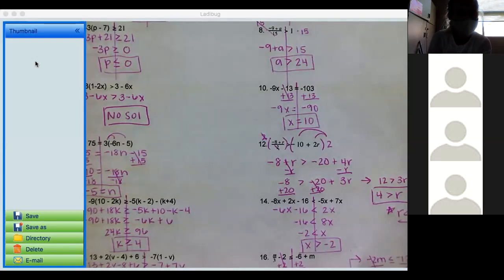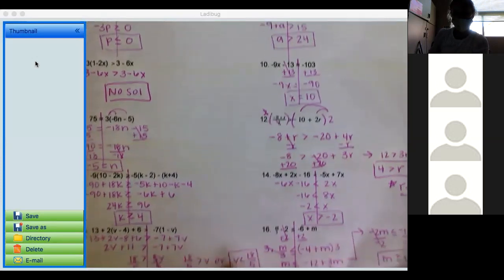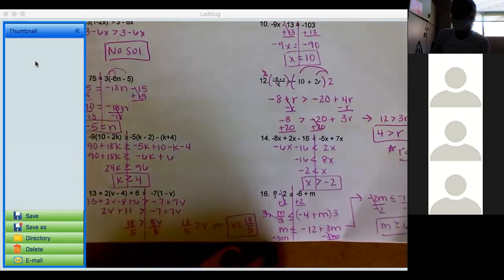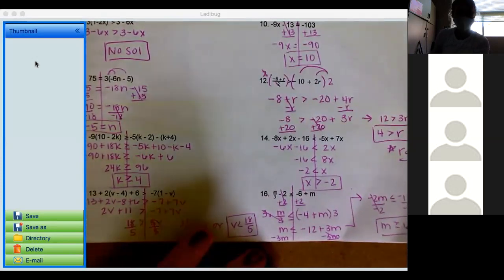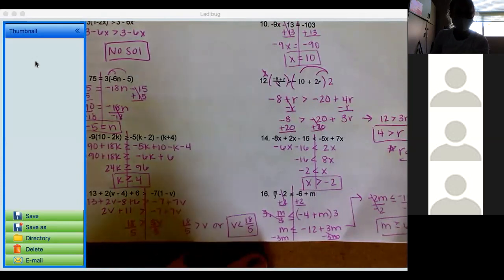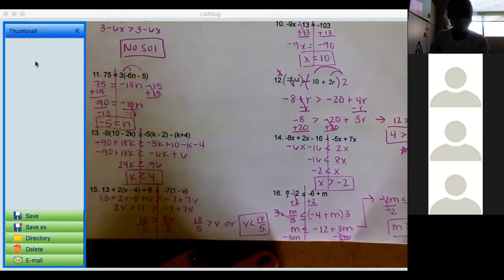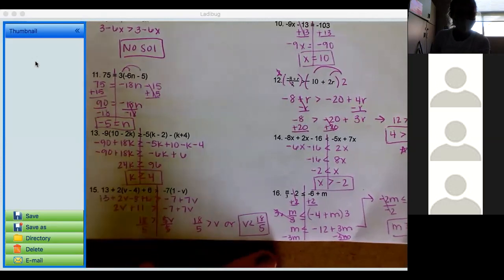Are y'all good with these ones, people at home? Yes. Okay. And then there's 15 at the bottom. I just did 16 with y'all, so really this is the only other one you needed. We struggled with this one in class yesterday. So if you have a question, let me know.